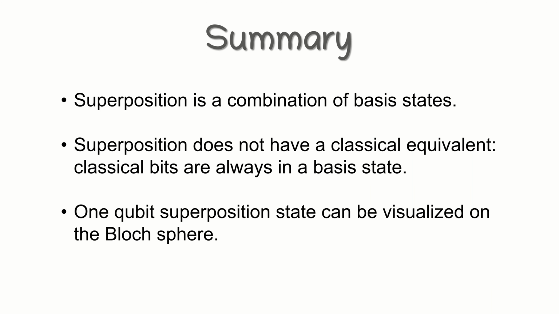Finally, what's important to remember about the superposition? Superposition is a combination of basis states. It doesn't have a classical equivalent. Classical bits are always in a basis state. One qubit superposition state can be visualized on the Bloch sphere.